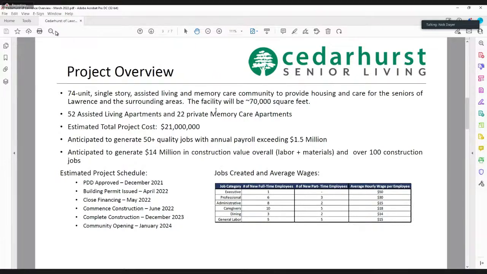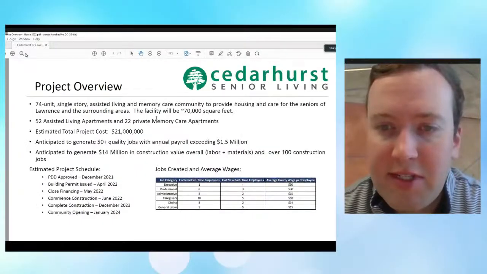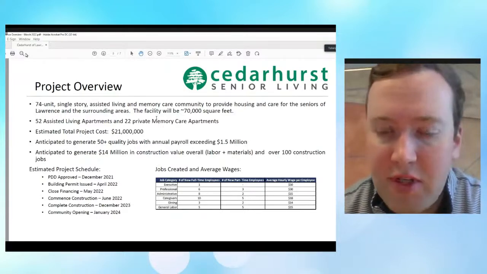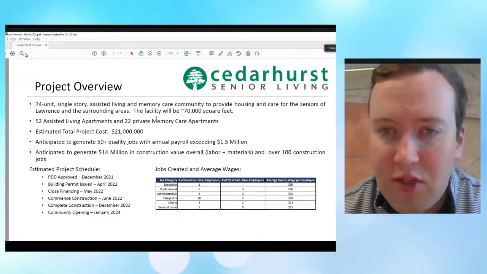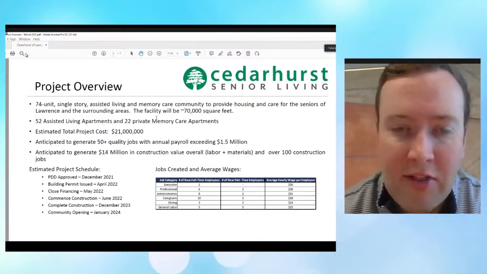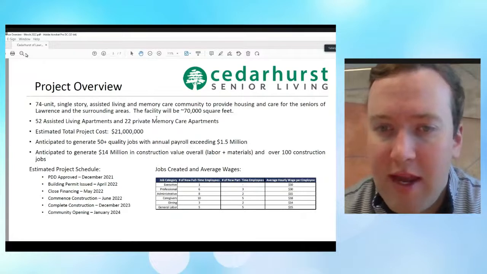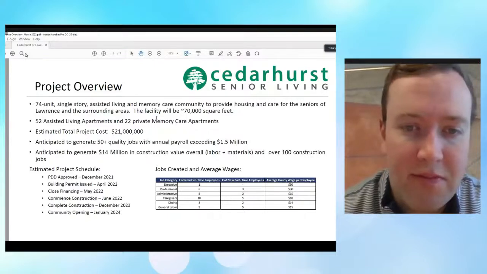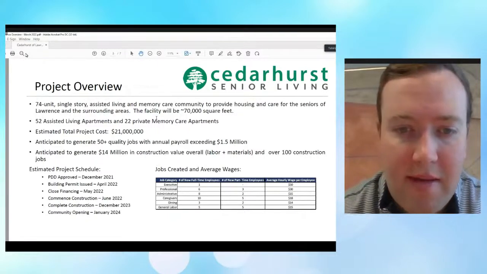So, more details on the project. It's 74 units. That's a pretty standard size community that we like to build. And so 52 of those apartments will be dedicated for assisted living residents. And then there will be a smaller 22 unit memory care wing that's designed specifically to care for those who suffer from Alzheimer's and other related dementias. That portion of the facility is designed in such a way that limits wandering and allows for the specialized memory care staff to have eyes on residents at all times, and just a more secured and stable environment for those folks.